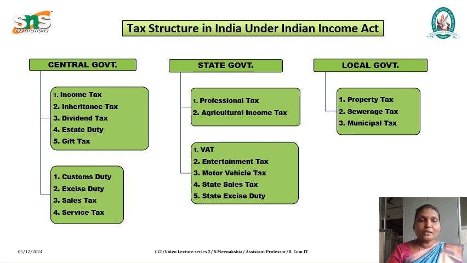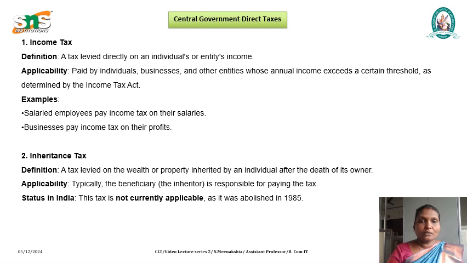So taxes levied by central government: indirect tax and direct tax. Levied by state government: direct tax and indirect taxes. Levied by local government: direct tax. Local government doesn't levy indirect tax. So we are going to learn one by one elaborately.